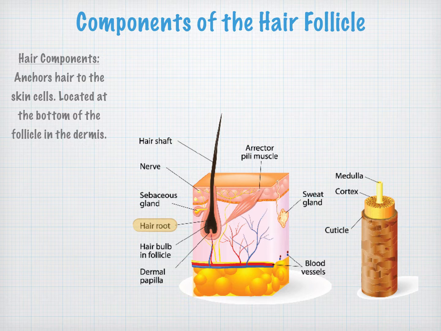Next, we have the hair root. The hair root is located at the bottom of the follicle, and its role is to anchor the hair to the skin cells within the dermis.